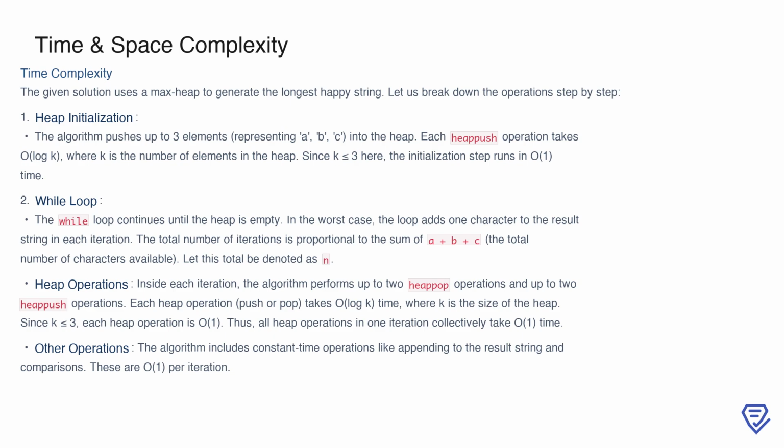Next, the core of the algorithm is a while loop that continues until the heap is empty. At most, this loop will iterate n times, where n represents the total number of characters available, calculated as the sum of a plus b plus c. Within each iteration, the algorithm performs up to 2 heap pop operations and 2 heap push operations. Since the heap size is limited to 3, each of these operations is constant time, or O(1). In addition, the loop includes other operations such as appending to the result string and performing comparisons, all of which are also O(1) per iteration. This keeps the per iteration complexity at O(1), even with these additional steps.